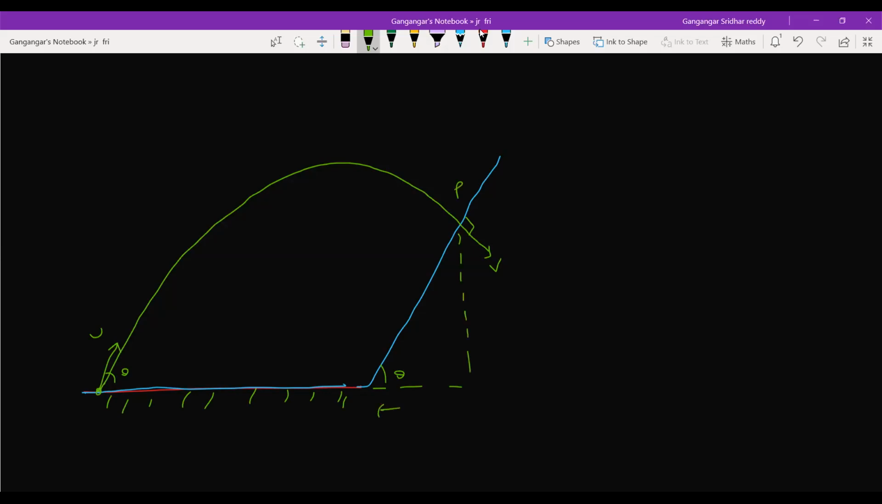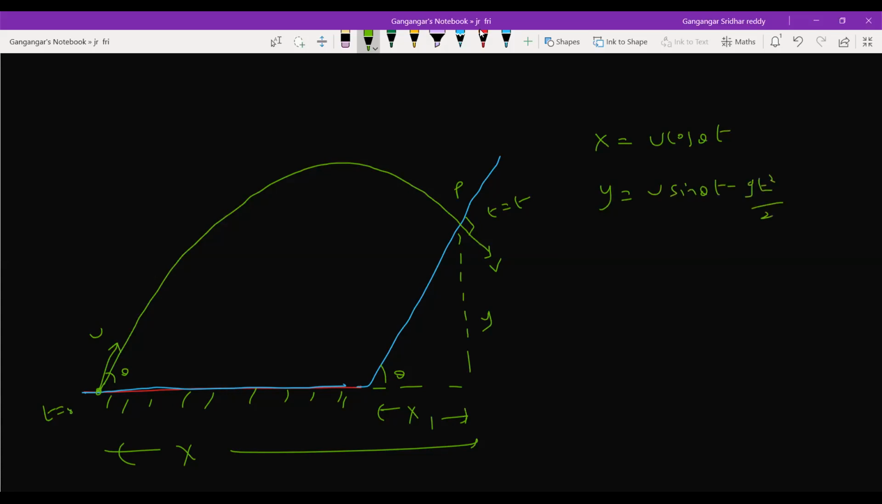So this you call x1, this will be y, and this will be x, no? At t equals 0, you are projected. After some time, it will go and strike here. So x is equal to u cos theta into t, y equal to u sin theta t minus half g t square. He's telling it will strike normally. Since we know this angle, we can bring in that particular condition.